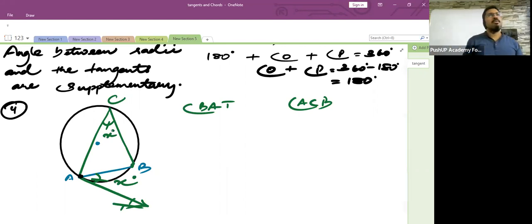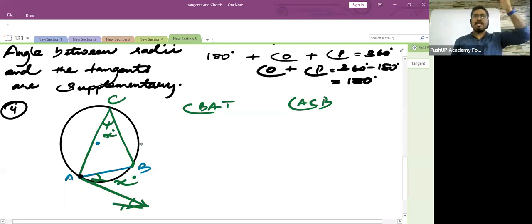Is it so complex? Take x as 30 degrees. Angle BAT is equal to 30 degrees. Then angle ACB will be equal to 30 degrees.